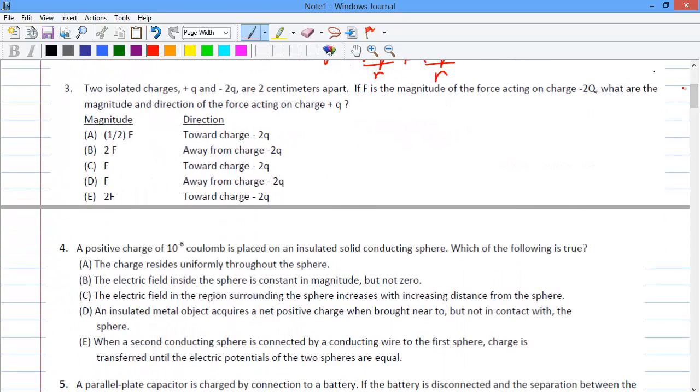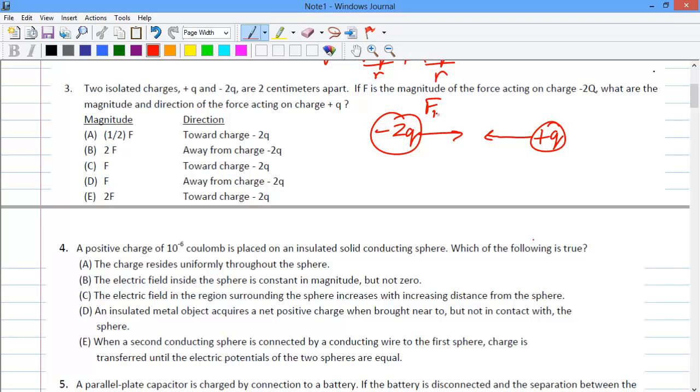Number 3, two isolated charges, positive Q and negative Q, are 2 centimeters apart. If F is the magnitude of the force acting on charge negative 2Q, what are the magnitude and direction of the force acting on charge positive Q? So I have negative 2Q and positive Q. Now they're going to be attracted to each other, but they're going to have the same force.